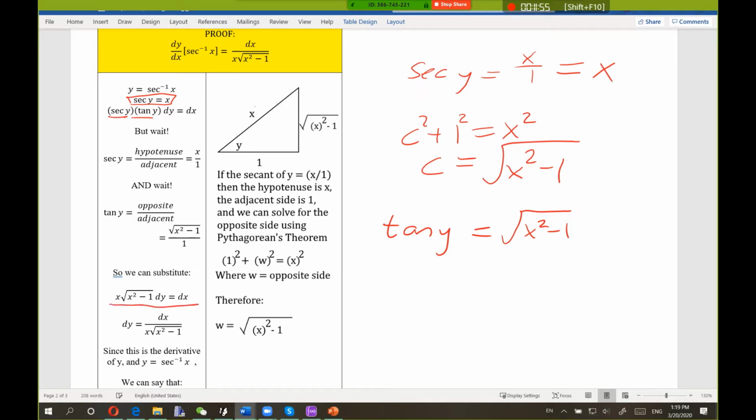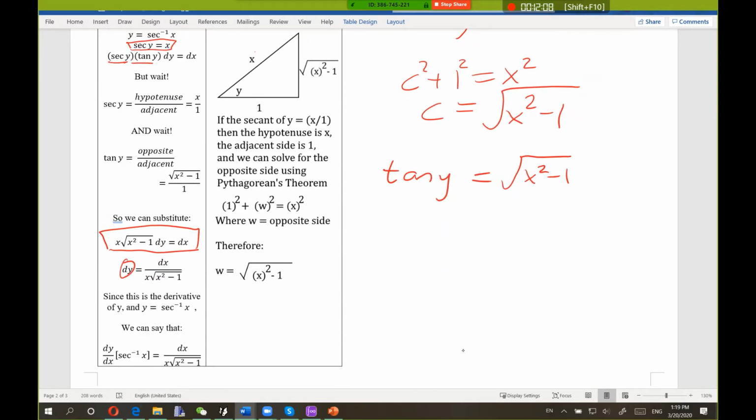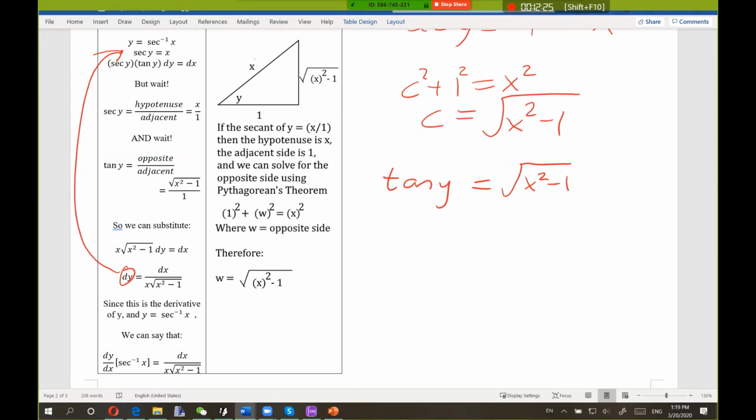Okay, so after we make that substitution, we're left with this. If I solve for dy, I'll get dx over x root x squared minus 1. So we can say that, since dy was the derivative of our original y value, which was way back at the first step, the derivative of arcsecant is dx over x root x squared minus 1. Okay, that's the longest proof for today. Any questions on this one?